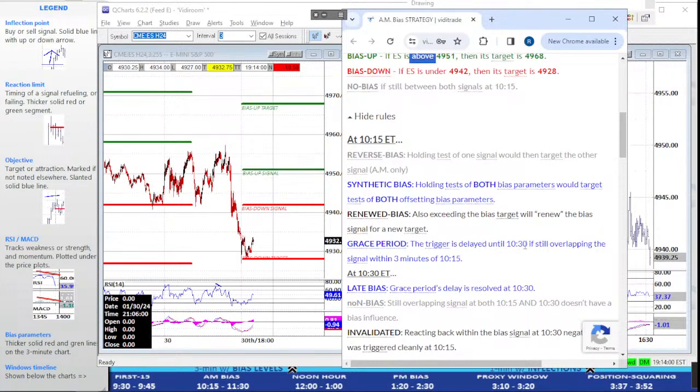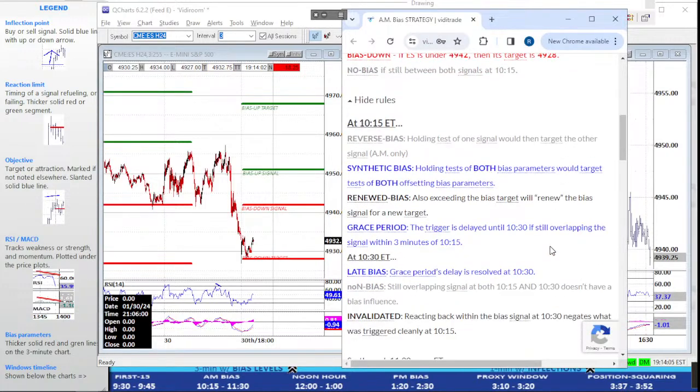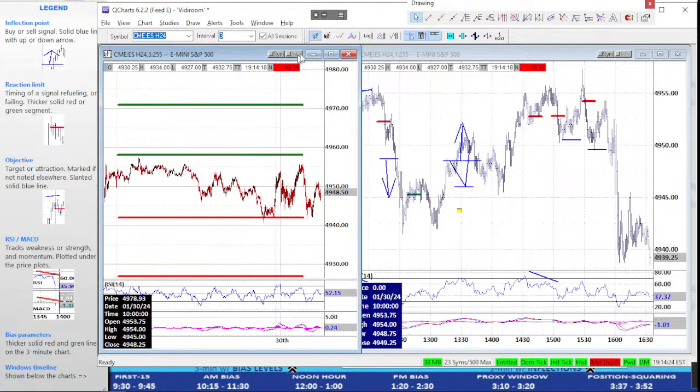But we're going to go through, there's different nuances. A grace period could trigger if the bias is still being overlapped at 10:15 instead of cleanly having triggered a bias or held a bias test, whichever one. But here I'll show you a couple of other examples.